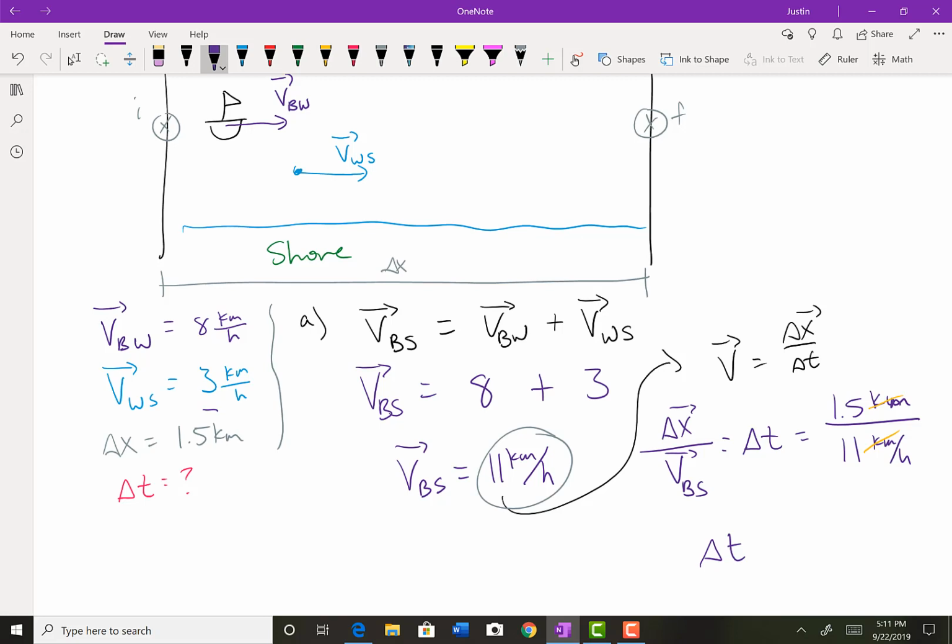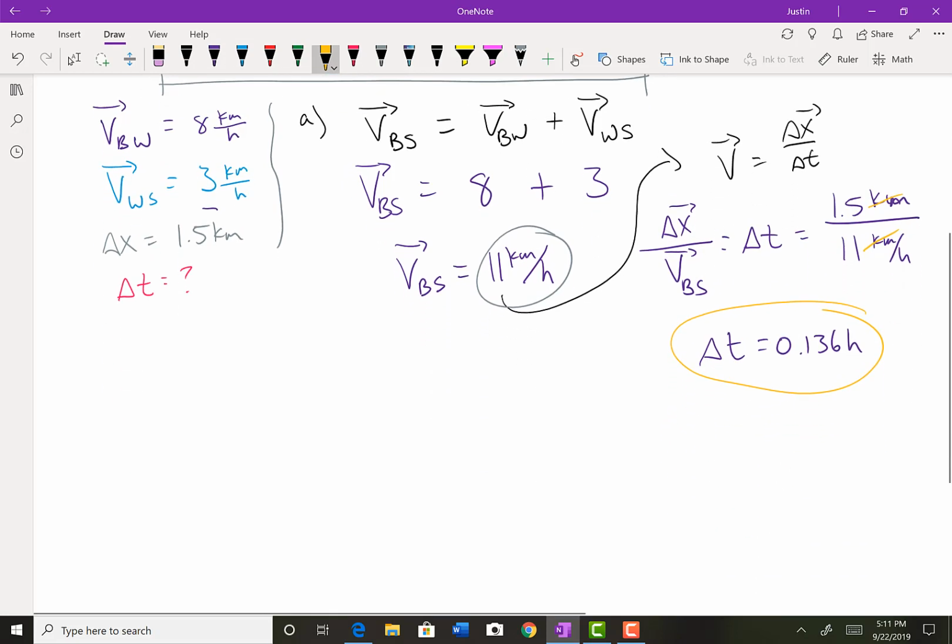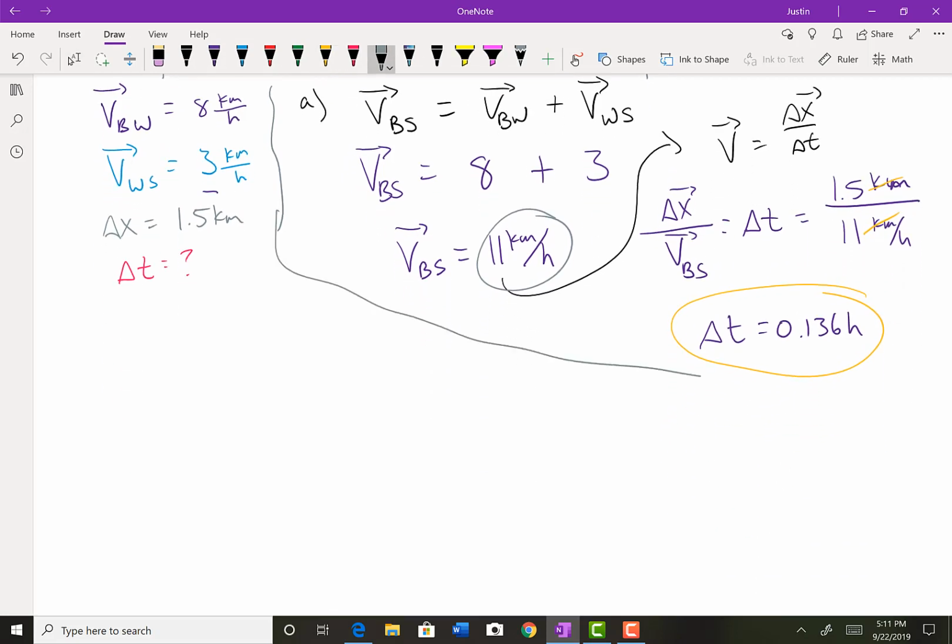0.136 hours. And then you can convert that to minutes, and that'll give it to you in minutes, but I'm not going to do that for time's sake, so you can convert to minutes. So now for part B.